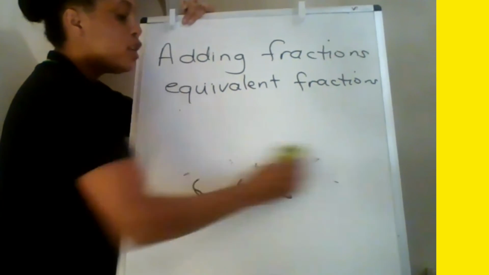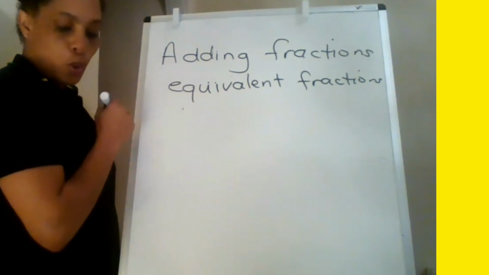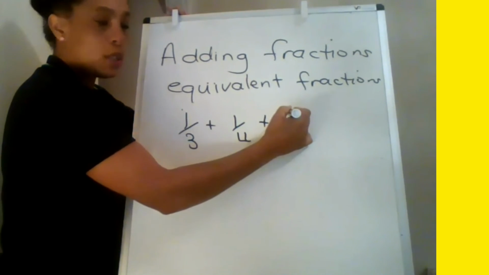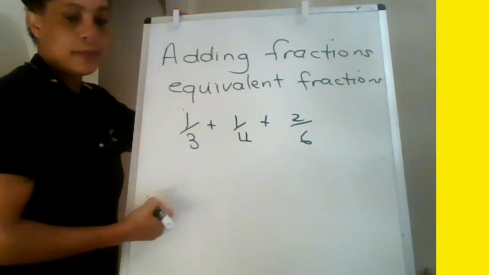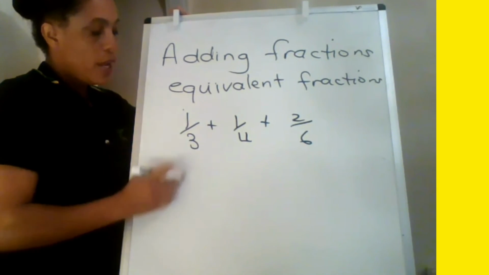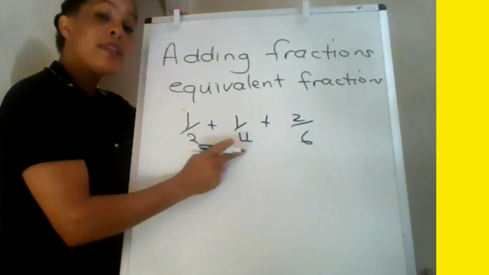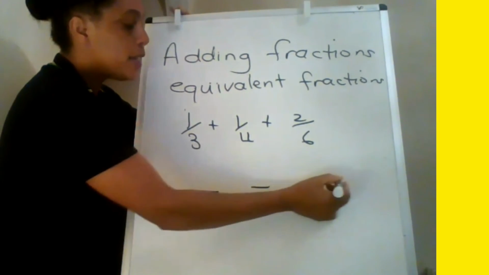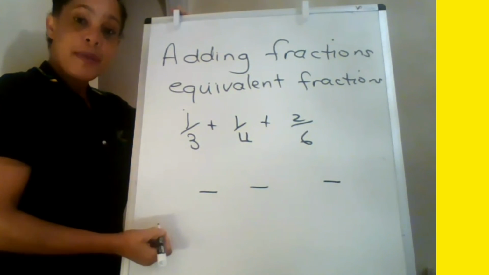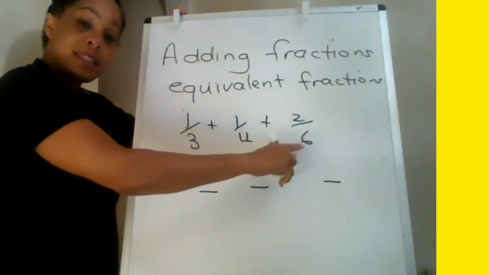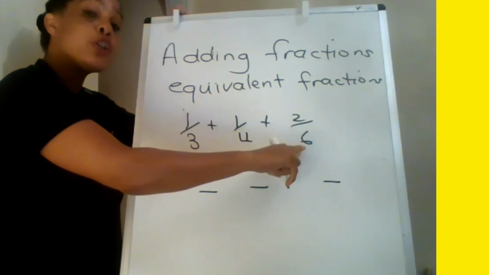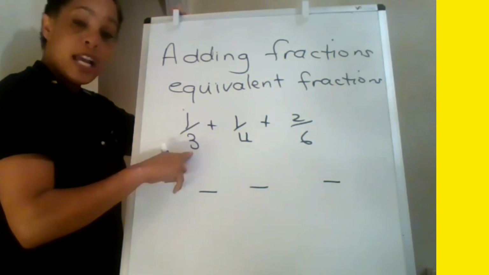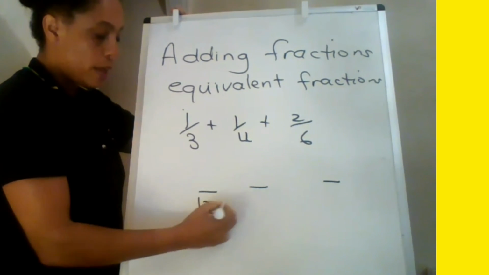Now, we looked at when the denominators are not the same. So 1 out of 3 plus 1 out of 4 plus 2 out of 6. Let's look at this. The denominators are not the same, so we can't just add the top numbers. We have to try and make the denominators the same. So we're going to be looking at the biggest denominator, in this case 6. And we're going to search the 6 times table for a number that we see in the 6 times table, the 4 times table, and the 3 times table. That number is 12.